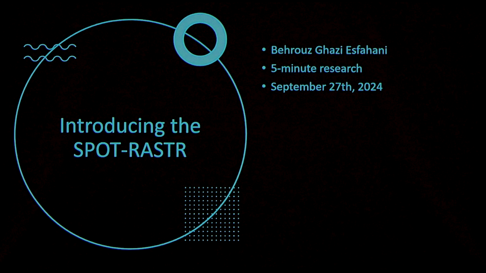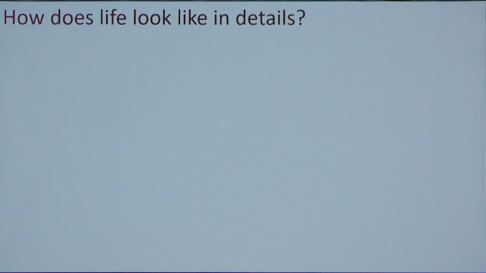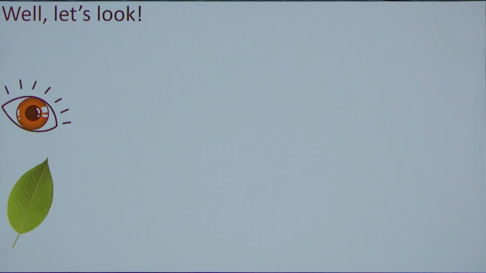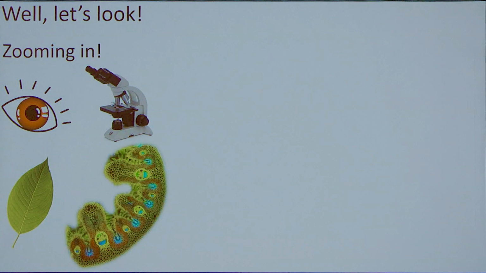I'm just going to show you some black and white boring pictures of electron microscopy. So I'm going to introduce SPOT-RASTR to you, but first, one of the most important questions we have in science is how does life look like in details, right? We can just take a look by eye, and I'm using this leaf as an example.